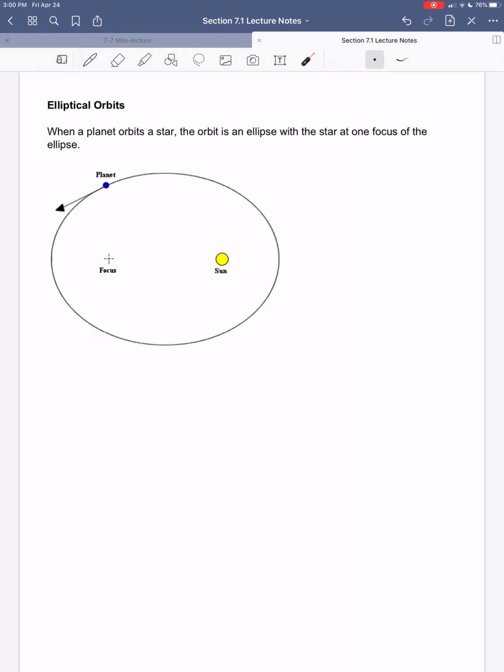All right, well, that's how ellipses work, and we'll talk about some other curves like this next week.